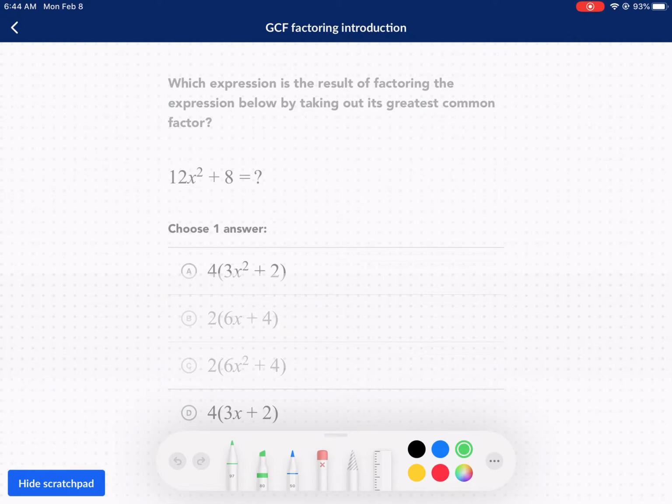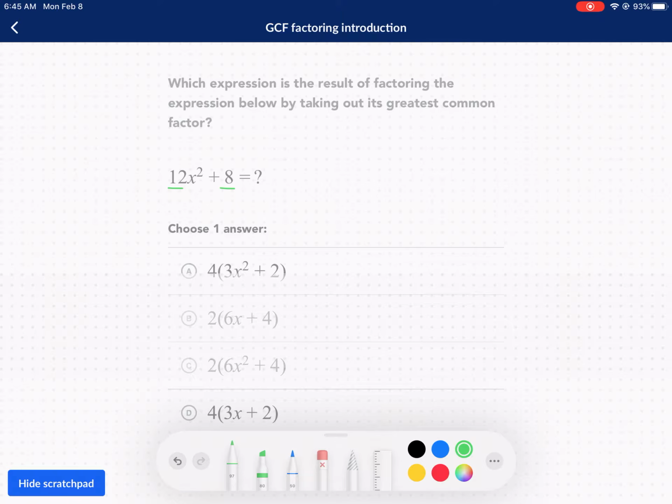If I can grab my scratch pad here. Okay, I'm using my finger this time, no Apple Pencil. So we have only one variable, x squared, but you can see that we have coefficients in front, two numbers. So we're going to think, what is the greatest common factor between 12 and 8?